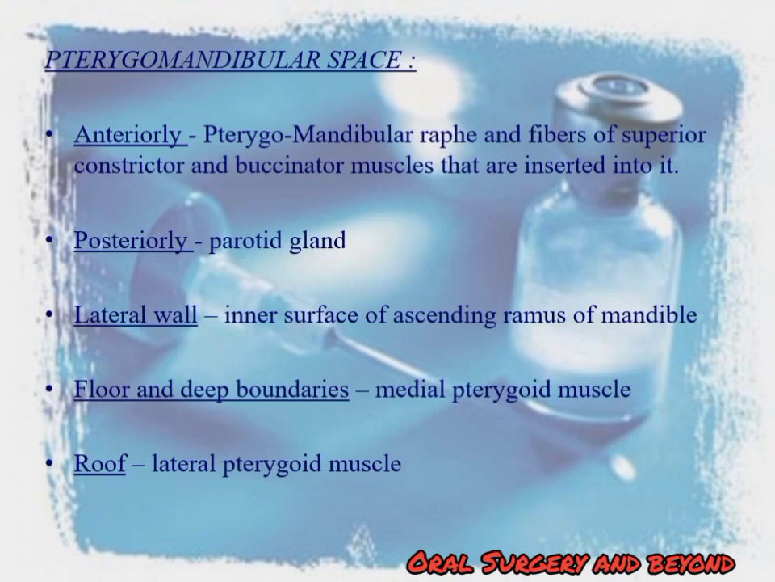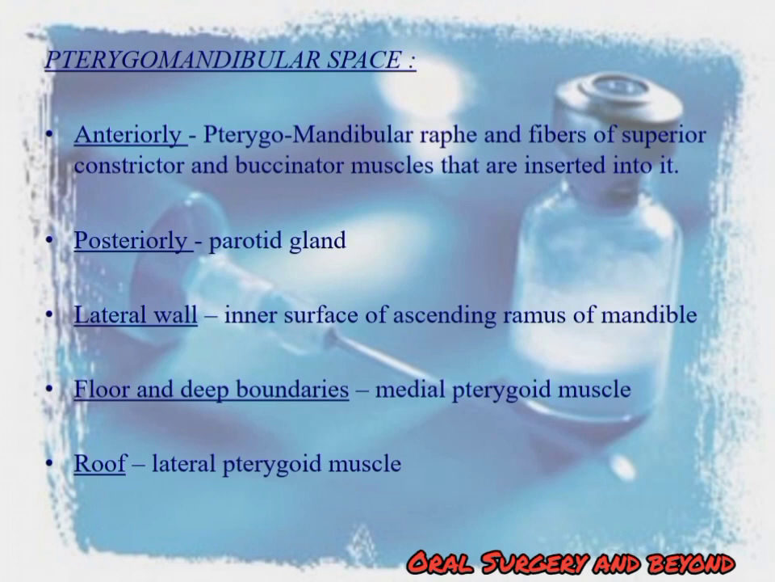As we know, anteriorly we always have a pterygomandibular raphe, and fibers of the superior constrictor and the buccinator muscle are inserted into it. Then posteriorly we have the parotid gland. Then the lateral wall is the inner or medial surface of the ascending ramus of the mandible. At this point we have to reach just above the mandibular foramen to deposit the local anesthesia, so our local anesthesia will work exactly and very nicely.